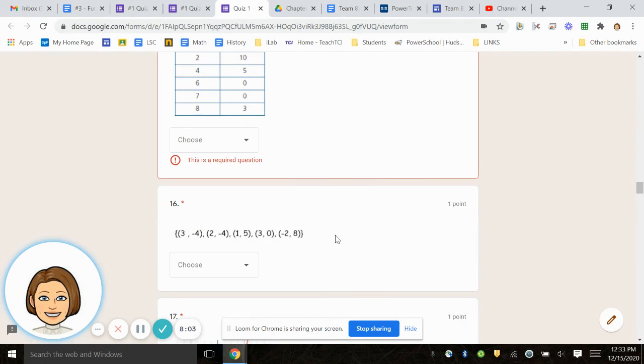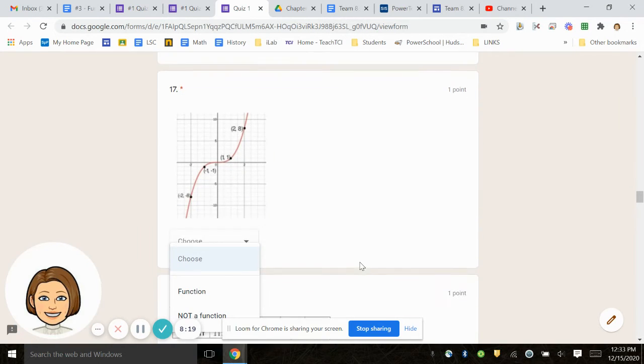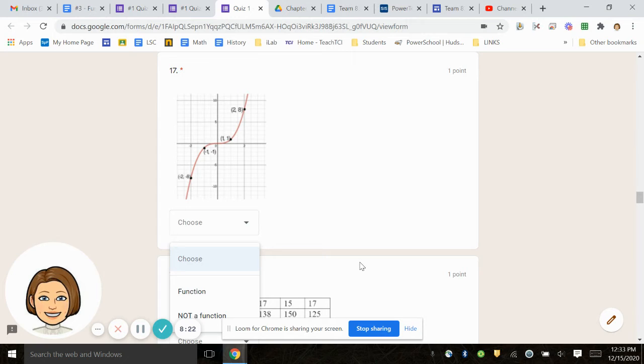Number 16, here's the relation again, a set of ordered pairs. You have (3, -4), (2, -4), (1, 5), (3, 0), (-2, 8). Is this a function or not a function? Number 17, think of the vertical line test again. Is this a function or not a function?